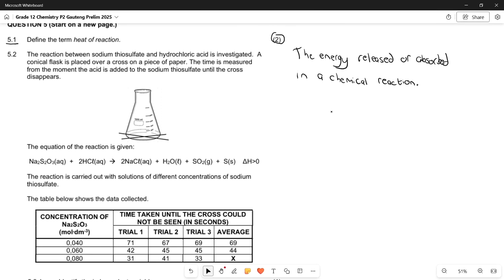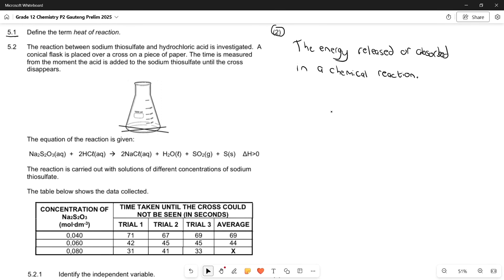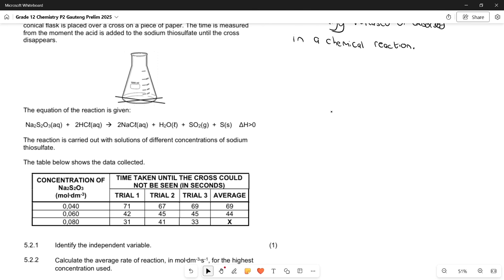The heat of reaction is something that is released or absorbed in a chemical reaction. And then 5.2 here says, the reaction between sodium thiosulfate and hydrochloric acid is investigated. A conical flask, as we can see over there, is placed over a cross on a piece of paper. The time is measured from the moment the acid is added to the sodium thiosulfate until the cross disappears. So we just have the cross underneath so we can monitor how long it takes, the rate of reaction, for it to disappear. The equation of the reaction is given as follows: Na2S2O3 plus 2HCl goes to 2NaCl plus H2O plus SO2 plus S solid.